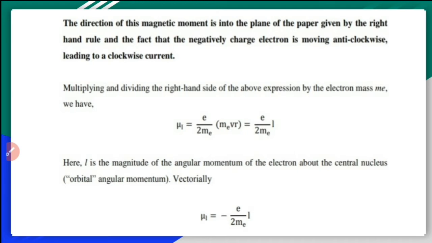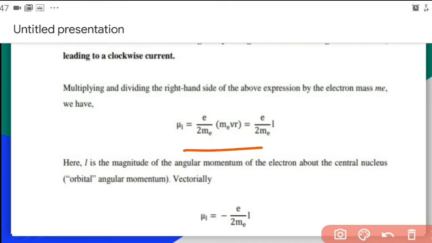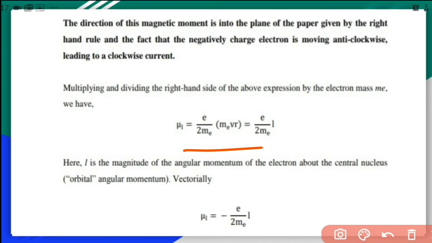Now we rearrange this equation. So we have e v r divided by 2. We are multiplying and dividing the right hand side with m e, where m e is the mass of the electron. So this equation comes like that, e by 2 m e into m e v r. And we know m v r is the expression for the magnitude of angular momentum.